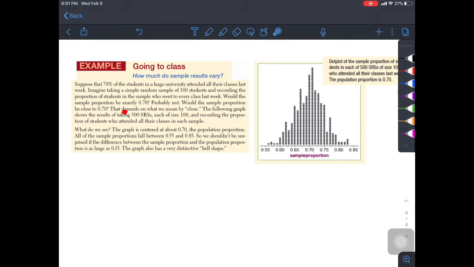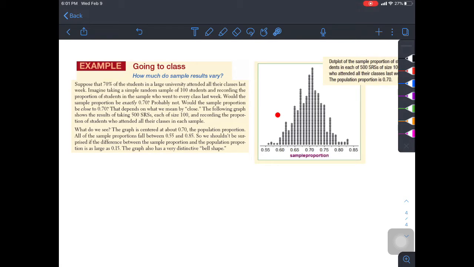So would the sample proportion be exactly 70? Probably not. Would the sample proportion be close to 70% or 0.70? It depends on what we mean by close, okay? So the following graph is showing 500 simple random samples. So let's say I took a 100 kid sample, that's one time.